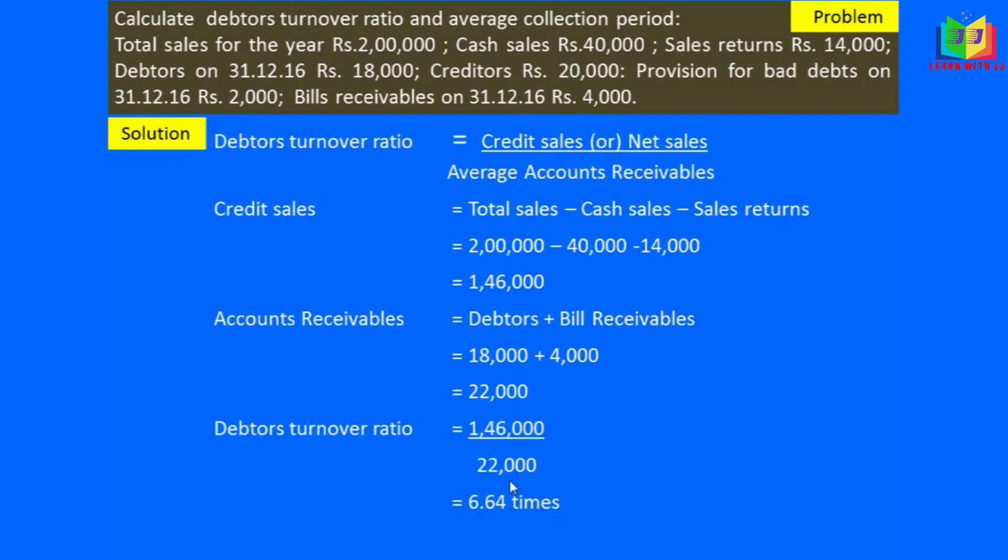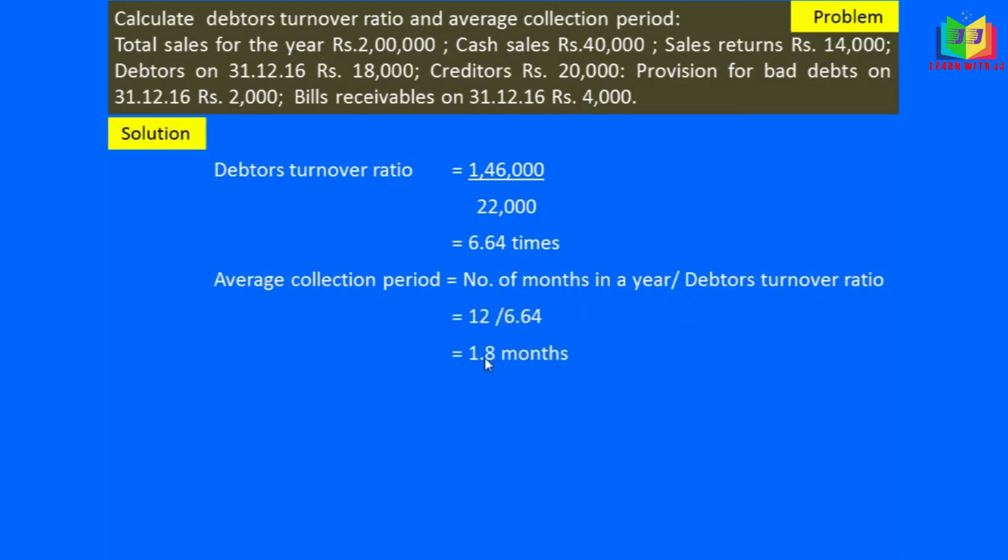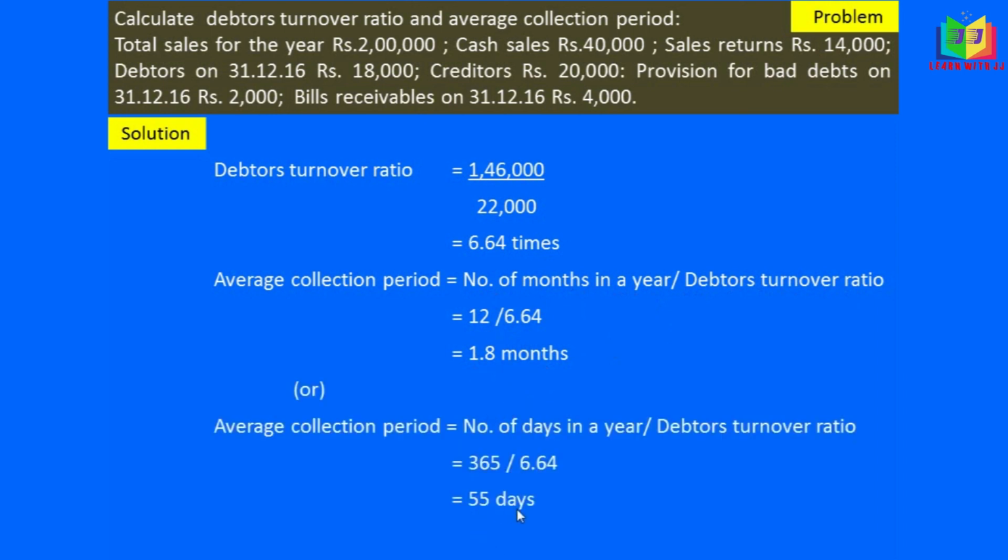Using this, we can easily find out the average collection period, that is debtors collection period. And the formula, I hope you know, is number of months in a year divided by debtor turnover ratio, or we can use number of days in a year divided by debtor turnover ratio. Both ways we can find this. We'll get 1.8 months. If we do it in days, we'll get 55 days.